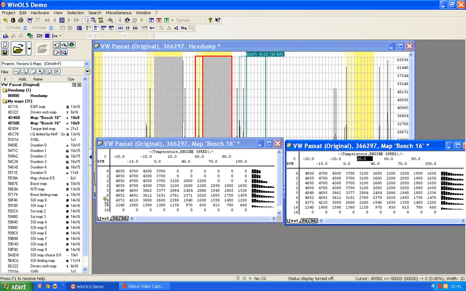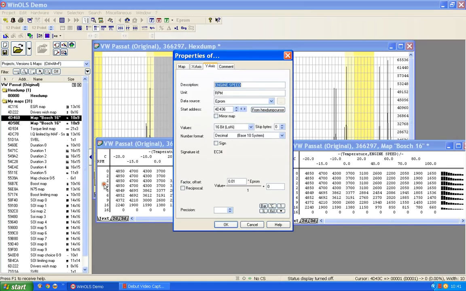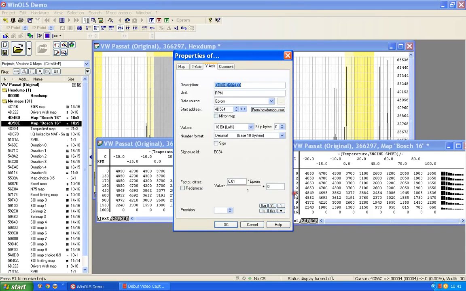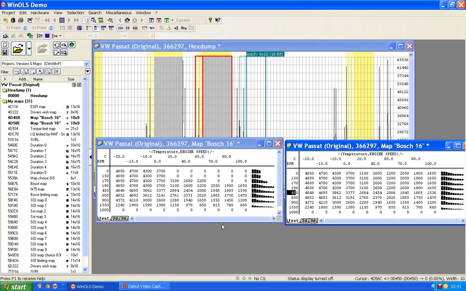Now, WinOLS has picked up revs per minute here, but obviously the revs per minute are looking particularly daft at the moment, and it's put in 0.01, so if it is revs, that's obviously not correct, so we'll put 1 in there. That may or may not be a sensible revs per minute. We'll see about that in a moment. Let's go and look at this one. So again, we'll put a 1 in there, and we'll say OK.